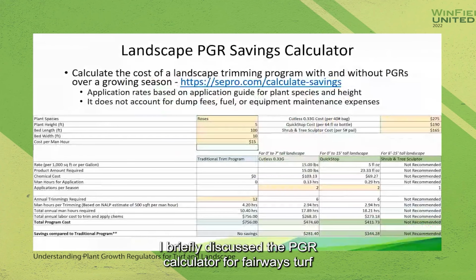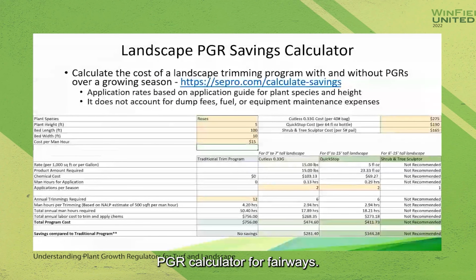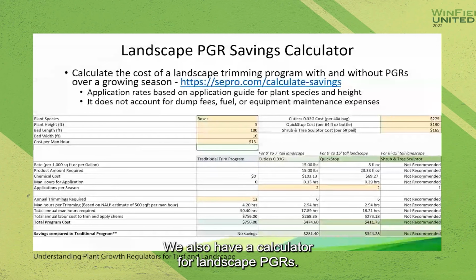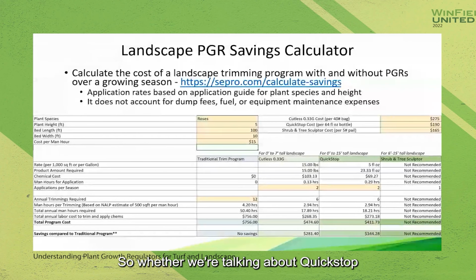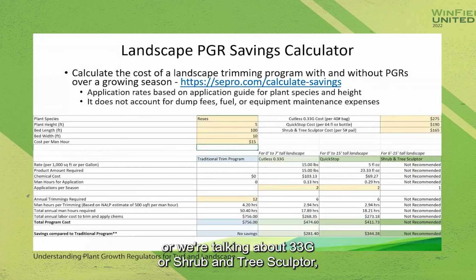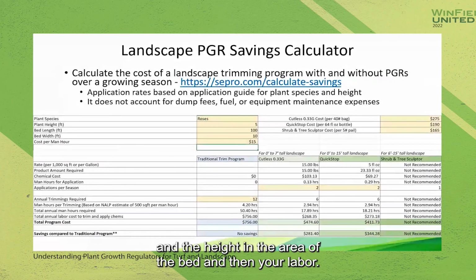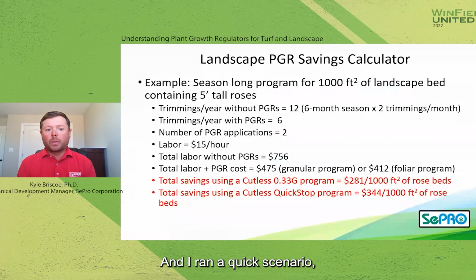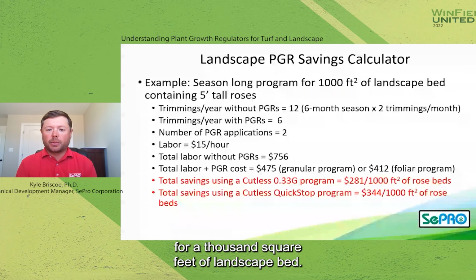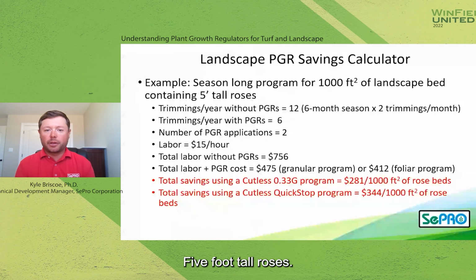All right, I briefly discussed the turf PGR calculator for fairways. We also have a calculator for landscape PGR. So whether we're talking about Quick Stop or 3336G or Shrub and Tree Sculptor, basically you can select your plant species, the height and the area of the bed, and then your labor. I ran a quick scenario: a season-long program for 1,000 square feet of landscape bed, five-foot tall roses.